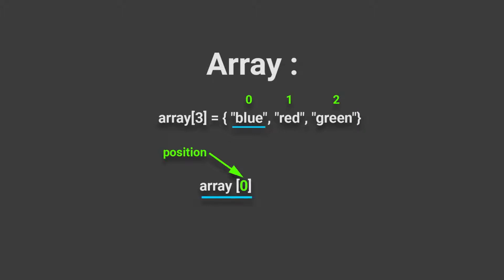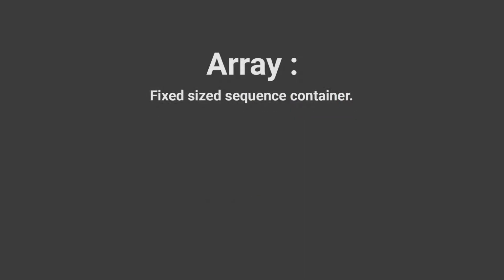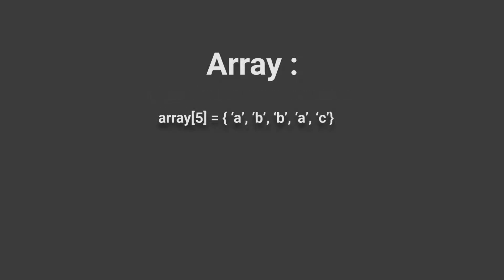Arrays are a type of sequential container, meaning items within this container are referenced by a position rather than a key. An array, in particular, is a fixed size sequence container. For example, here we have an array of 5 items. In this case, our items happen to be characters. Our array size is fixed, so if we wanted to add another item, we would have to create a new array.